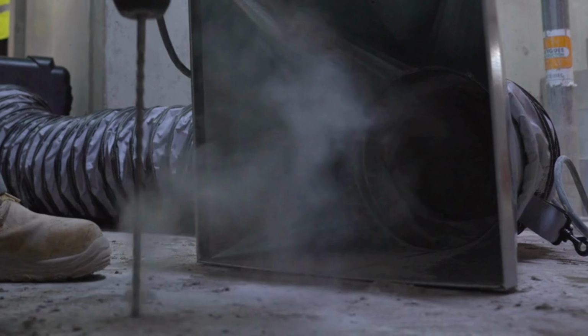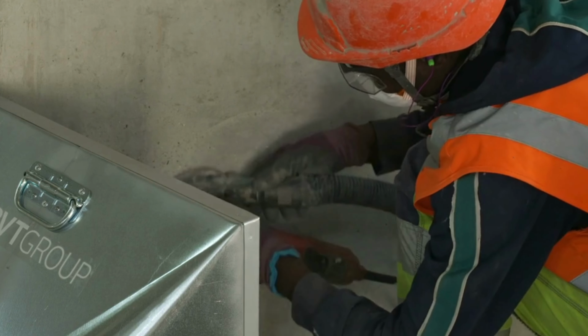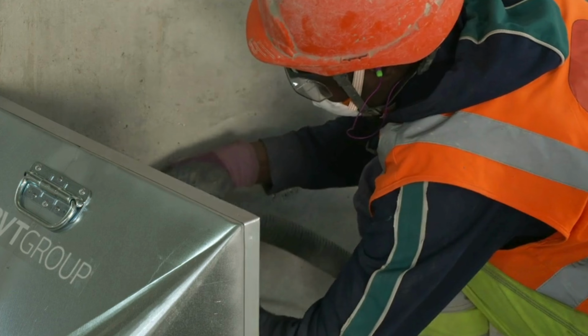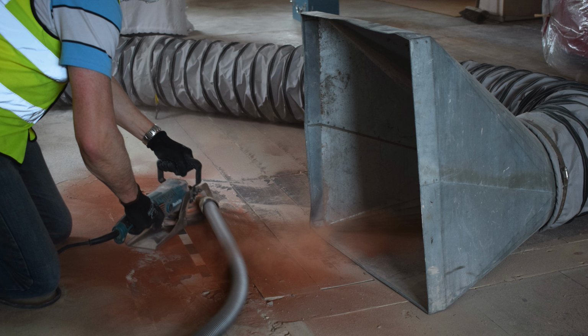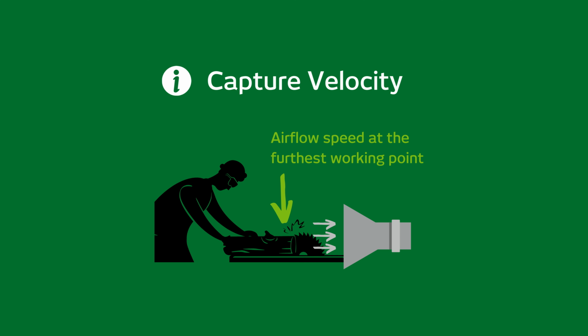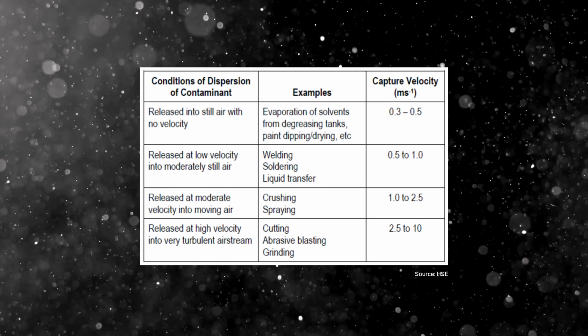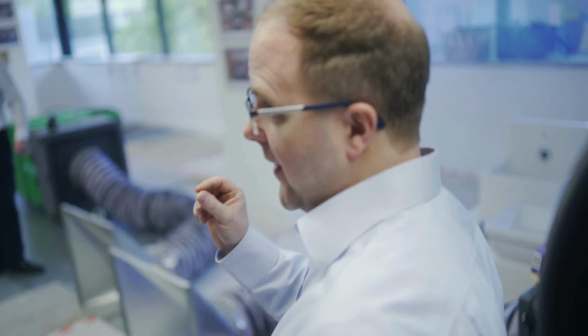When using a receptor or capture hood, it should be positioned as close to the activity as possible to ensure that airborne contaminants are captured at source. For example, if the hood has a 40 cm diameter, we recommend that the hood is placed within 40 cm of the activity. This is to ensure that there is adequate capture velocity. Capture velocity is the airflow speed at the furthest working point. Typical capture velocities are shown on screen now, but don't worry, an experienced LEV technician can calculate your required airflow.